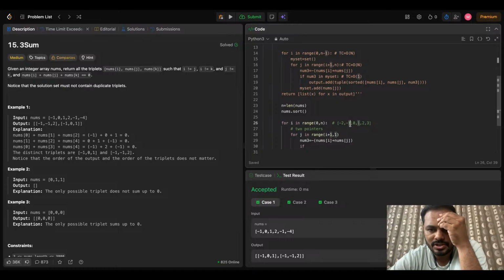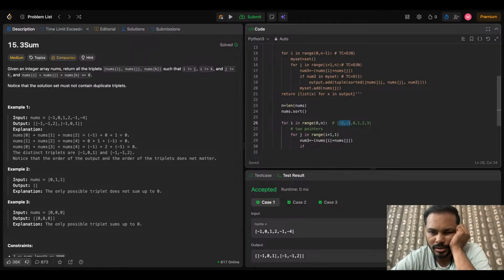I'll just put my j here, and k here. I have to consider that k also. So what I'll do: -2, -1, +3. If my k is here, I'll take the sum. So 3 and -3 is 0. The sum is coming 0.